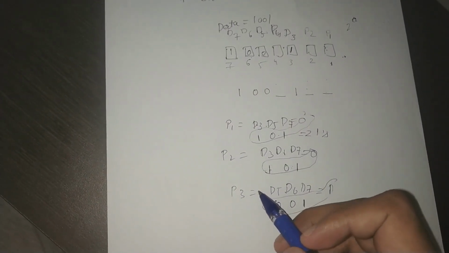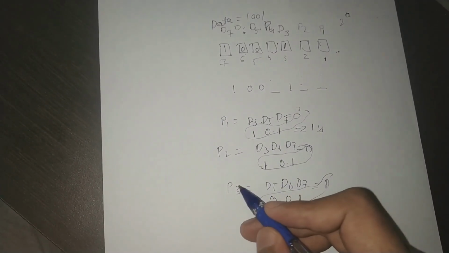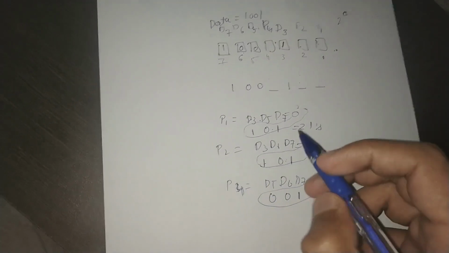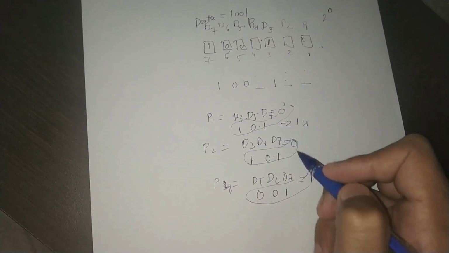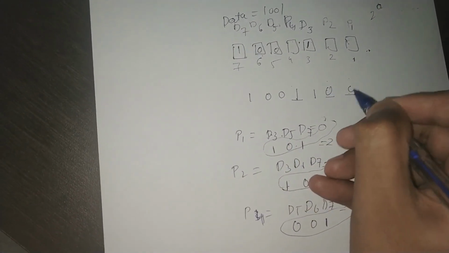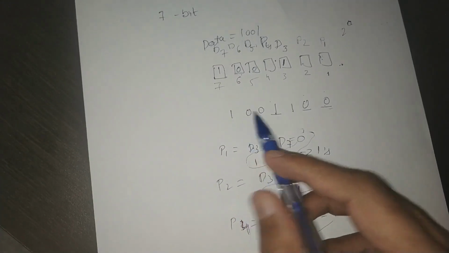So let us put this inside the boxes. P4 is 1, and both the others are 0. So this is our parity bit set.